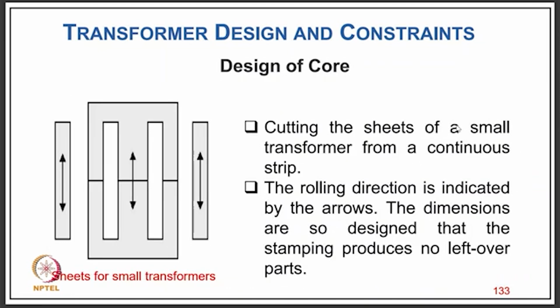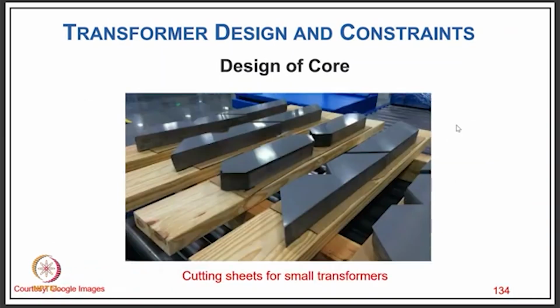So you can see the sheet for a small transformer, as you can see the laminations, cutting the sheets of a small transformer from a continuous strip. The rolling direction is indicated by the arrow, and dimensions are so designed that the stamping produces no leftover parts, or wastage is minimum. So this is cutting steel, how it looks for a small transformer.